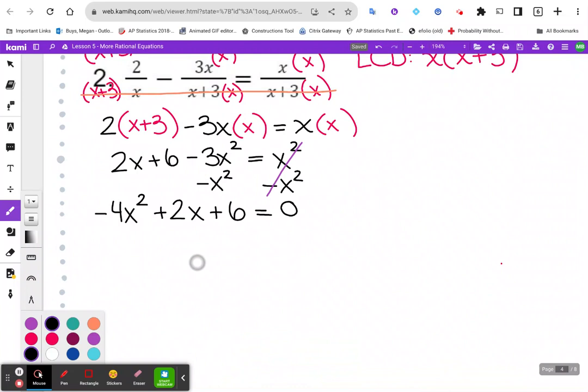We're all good with that. I'm going to pull out a negative 2 as a GCF there to get 2x squared plus x plus 3. Now, since I'm solving, I could just divide out that negative 2 right here. So I could also just divide everything.